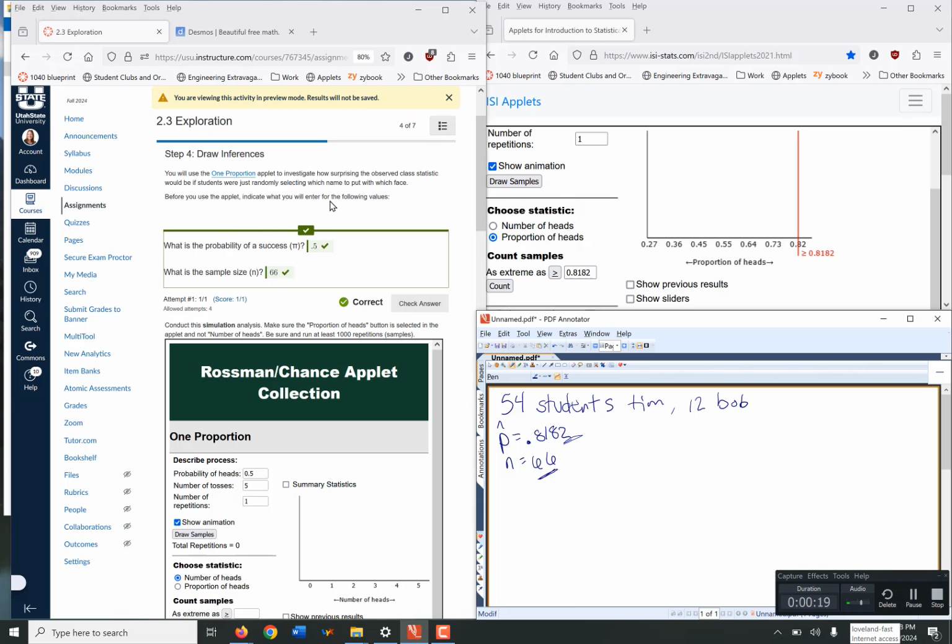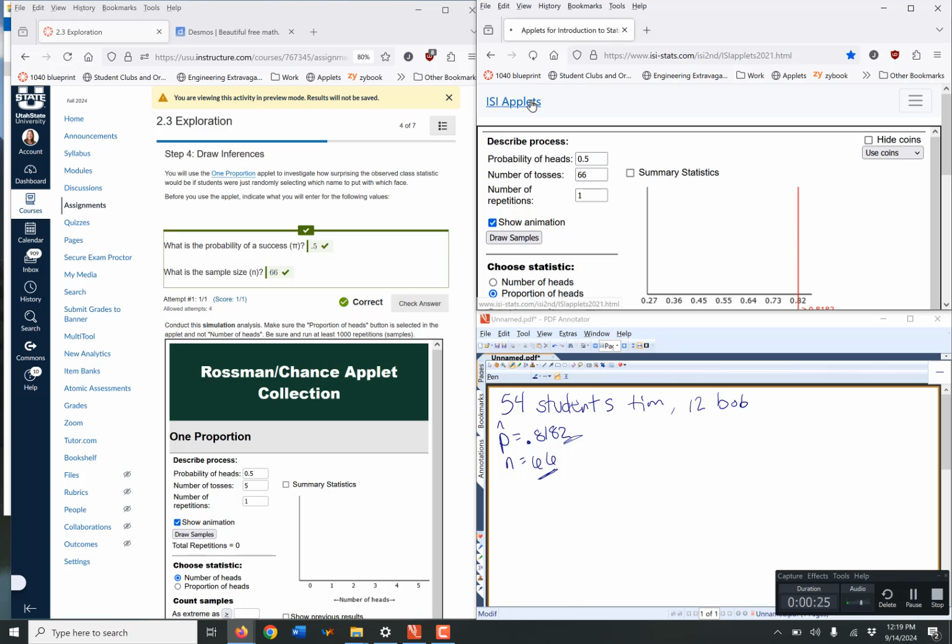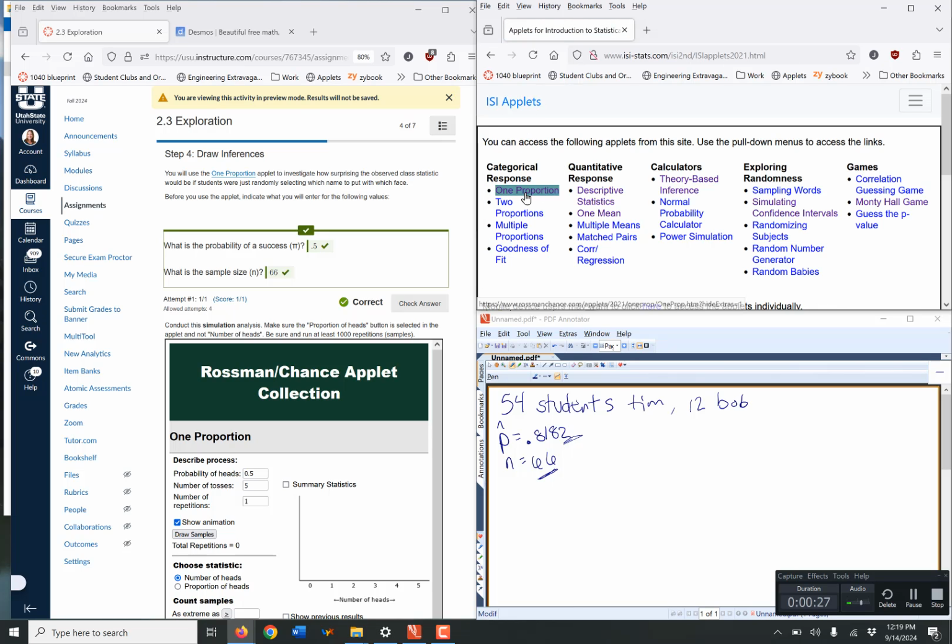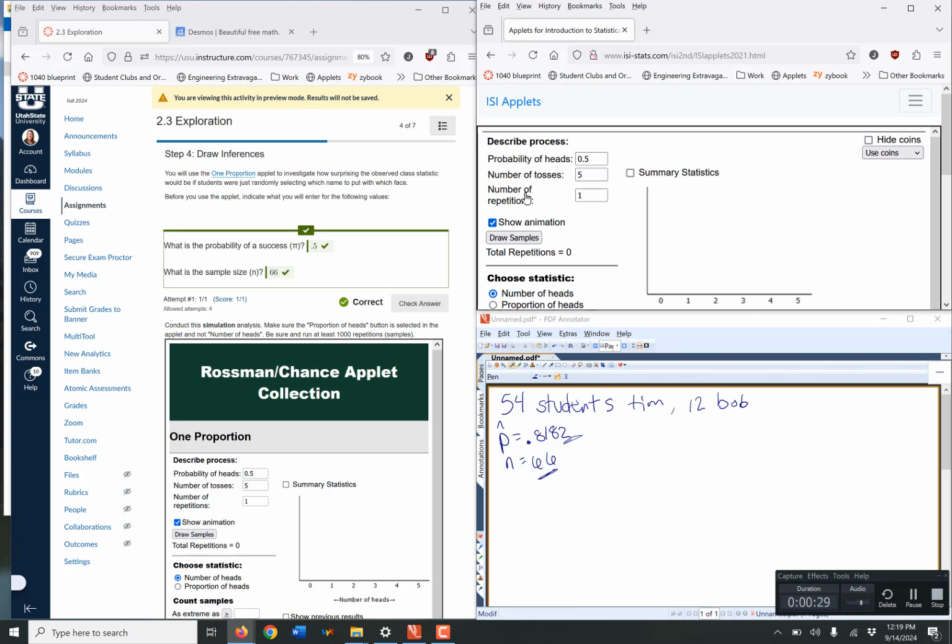Coming back to the applet, it says we're going to use our one proportion applet. If I go to the ISI applets, I need to pick one proportion under categorical. And for the probability of success, if they're just randomly guessing, it should have been 0.5. So I'll put 0.5 in there. And we had 66 students, so we have 66 tosses.